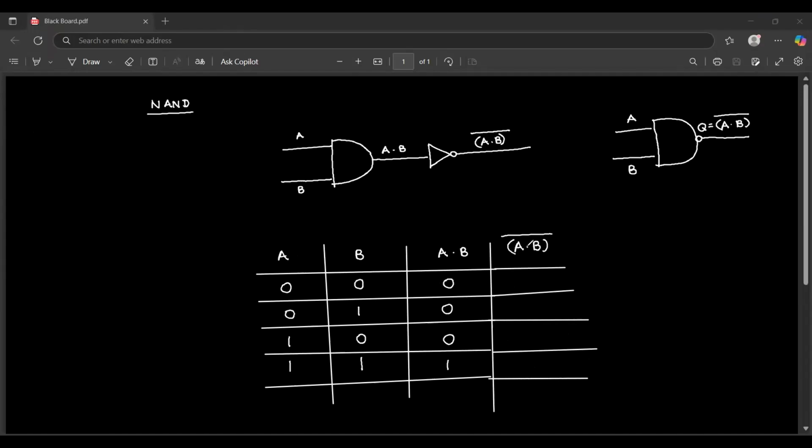Since we are finding the inverse of A dot B, and A dot B is 0 here, the output will be 1. Here we have 0, so the output will be 1. Here we have 0, so the output will be 1. Here we have 1, so the output will be 0. So this is how the NAND gate works.